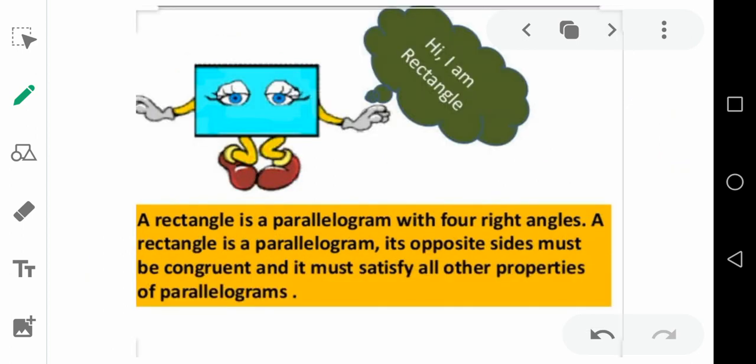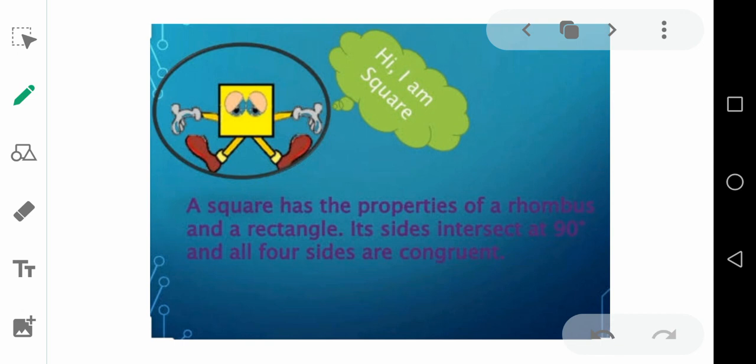Okay. Rectangle. A rectangle is a parallelogram with 4 right angles. You know, these angles are all right. That is a special property of a rectangle. That means all the angles will be right angles. Right angle means what? 90 degrees. A rectangle is a parallelogram, so its opposite sides must be congruent, meaning equal. Okay, we should write it as equal. So opposite sides are equal, and it must satisfy all other properties of parallelograms. Clear? Now come to the next one.